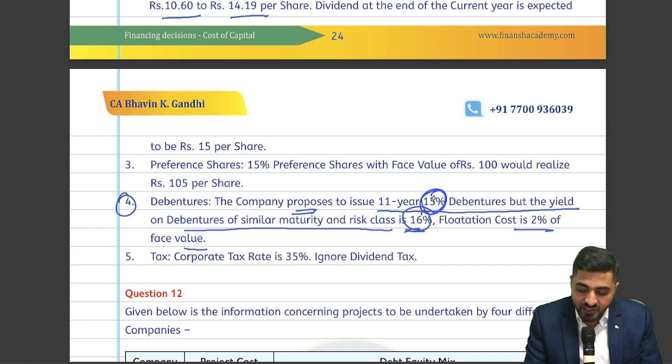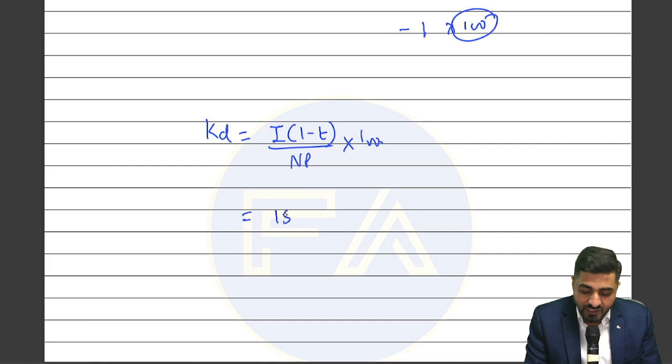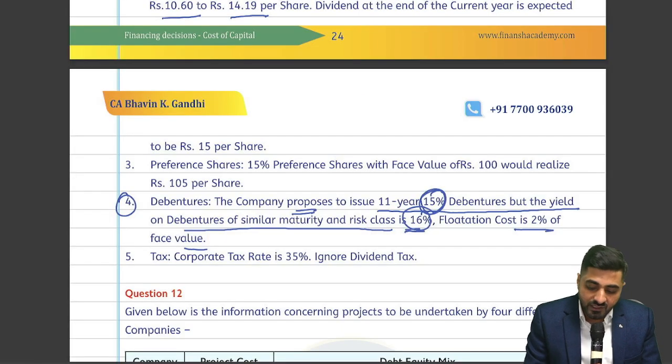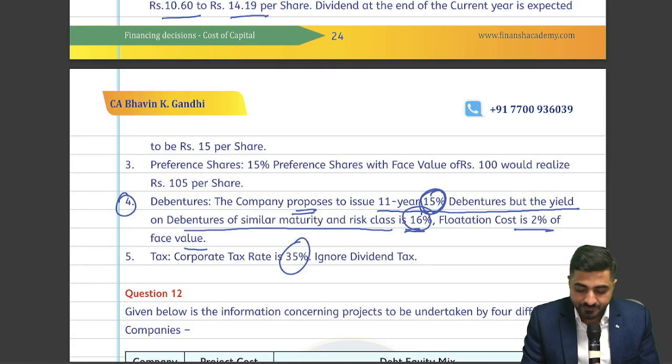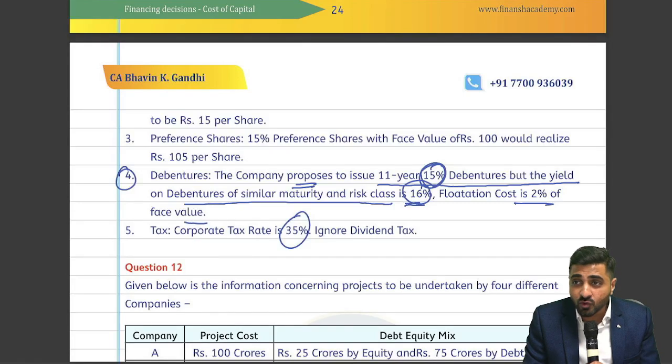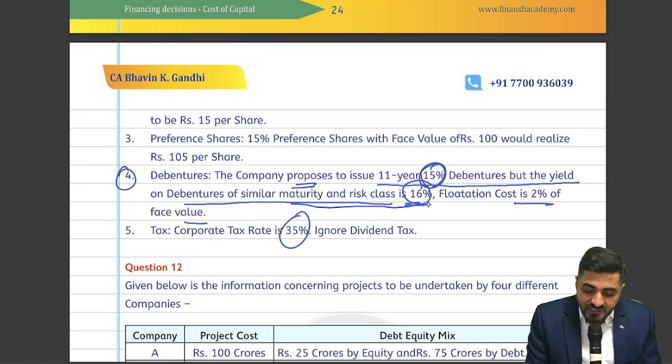What percent? Everyone, please tell me, are we paying interest of 15%? What's the tax? Tax rate is 35%. What is the net proceeds? Net proceeds means what is received by the company. Everyone in one voice, please tell me, the similar debentures are yielding 16% in the same risk class.